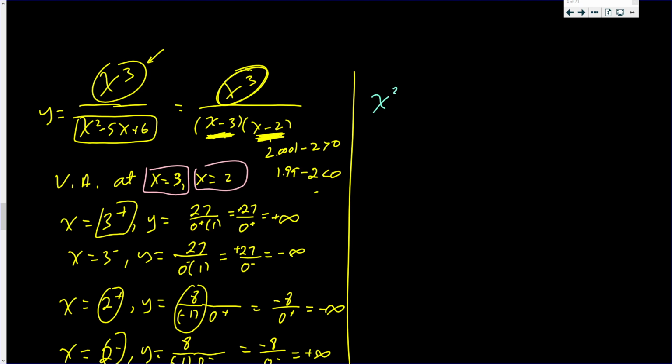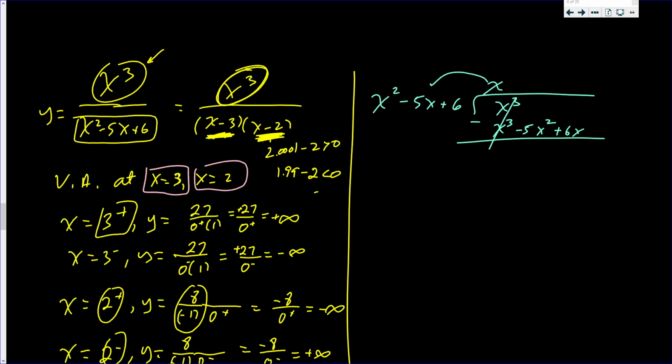How many times does x squared minus 5x plus 6 go into x cubed? Well, it goes in x times. X times that will be x cubed minus 5x squared plus 6x. And when we subtract, by design that cancels, and we have 5x squared minus 6x. And x squared goes into 5x squared 5 times. Multiply 5 times that, you get 5x squared minus 25x plus 30.